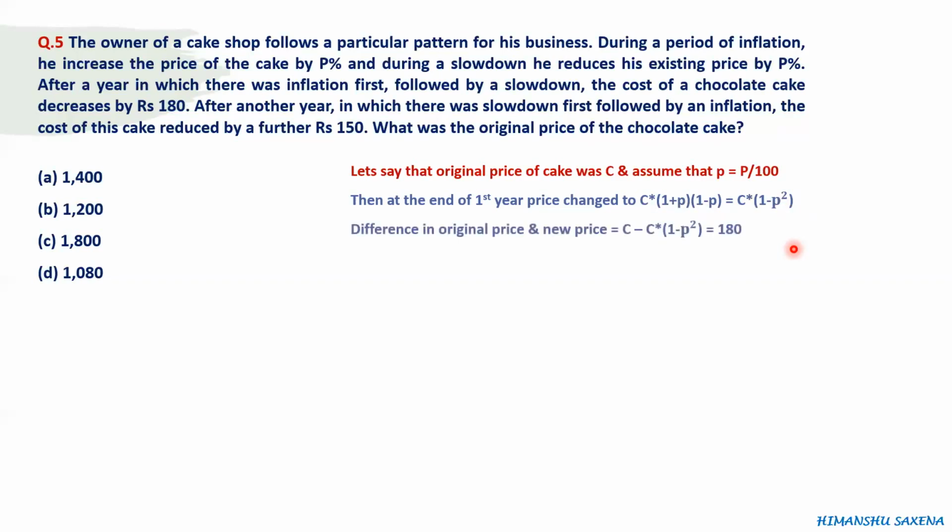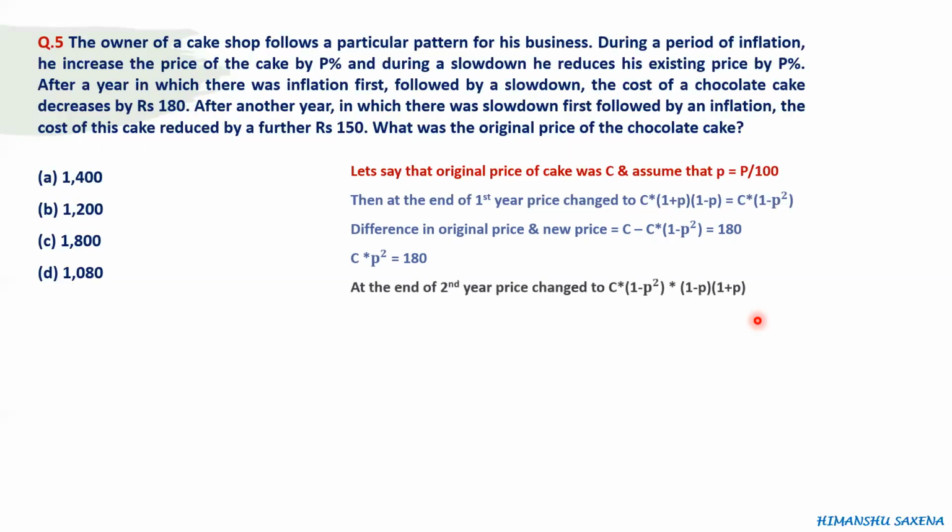Now the difference between the original price and the new price is how much? The original price is C and the new price is C into 1 minus p square. So C minus C into 1 minus p square, and this difference is 180 rupees as given in the question. Now if you solve it further and open this equation, you get C into p square is equal to 180.